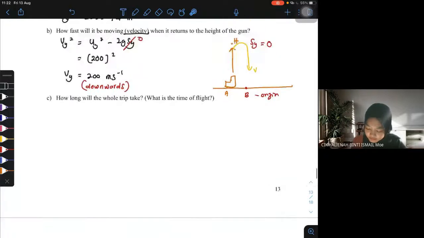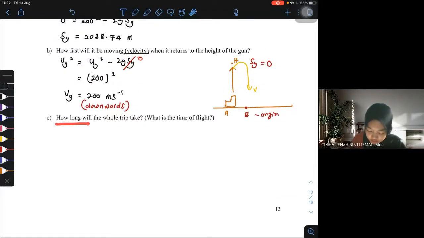Next one. How long will the whole trip take? Or we want to find the time of flight.